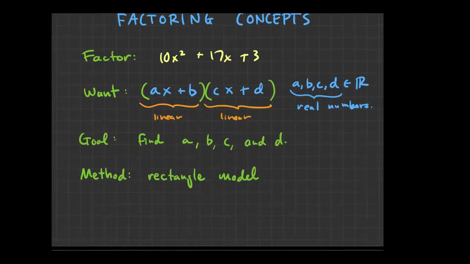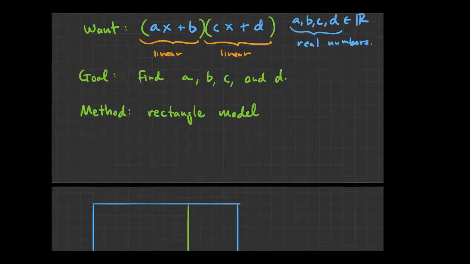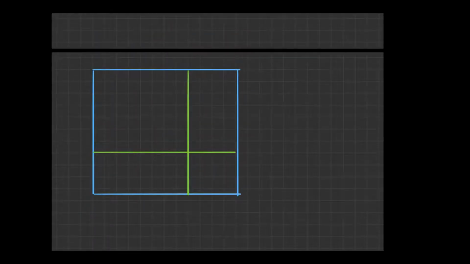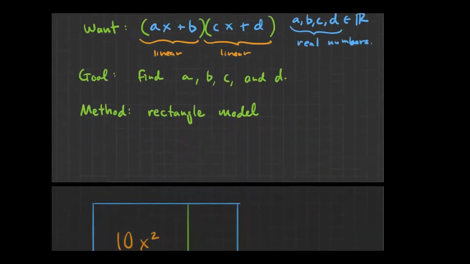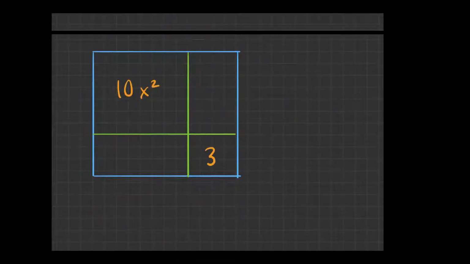So we're going to factor 10x squared plus 17x plus 3. Okay? So I'm going to reserve a certain few rectangles for some of these terms. So we've got these 3 terms here. We've got the 10x squared, the 17x, and the 3. Okay? So let's take a look here. I'm going to put the 10x squared here, 10x squared here, and I'm going to put the 3 down here.